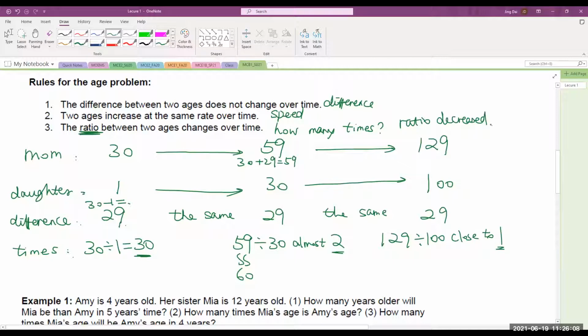And just think, let's pretend everyone lives forever. In 10,000 years, this daughter would be 10,000 years old, and her mom would be 10,029 years old. And they would just get closer and closer to 1 over time. So the ratio decreases. Now, any questions?